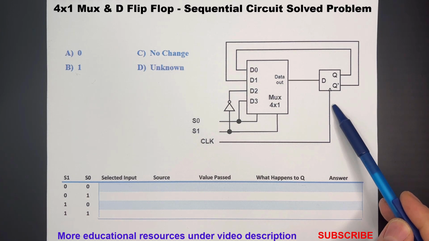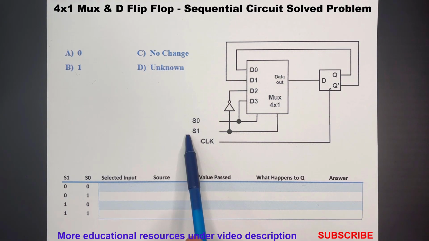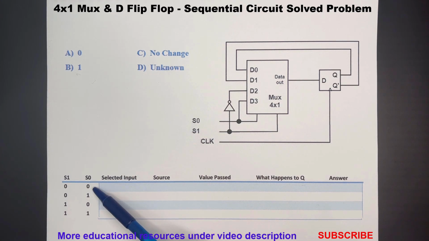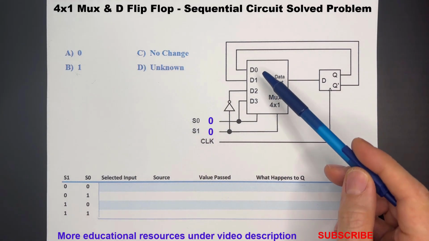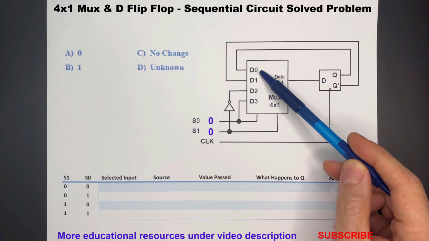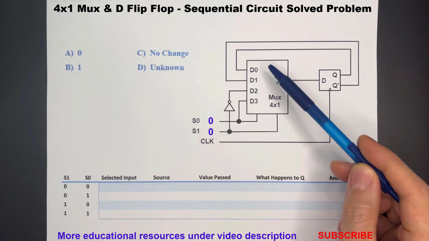The flip-flop is edge triggered, so whatever data is at D will be latched into Q on the next clock pulse. Let's begin the step-by-step analysis. Case 1. When both select lines are 0, we are selecting D0, which is connected directly to Q.